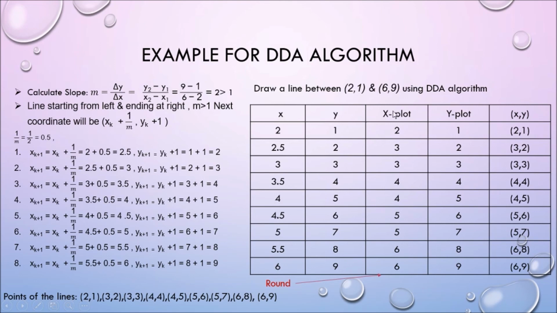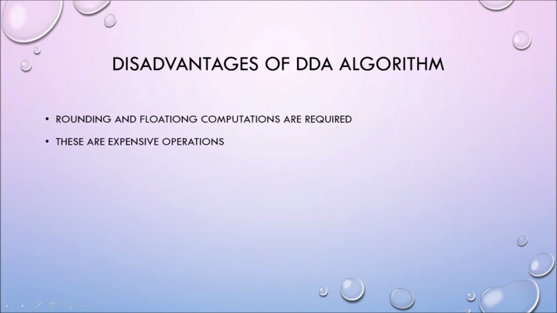So as you see here, we reach the end point. It means that we finished the algorithm. We need to stop here. We found all the intermediate points between initial and ending points. So the points of the line are 2, 1, 3, 2, 3, 3, 4, 4, 4, 5, 5, 6, 5, 7, 6, 8, and 6, 9. The main disadvantage of DDA algorithm is, as you saw in the example, we used rounding and floating computations, which are very expensive operations for a computer.